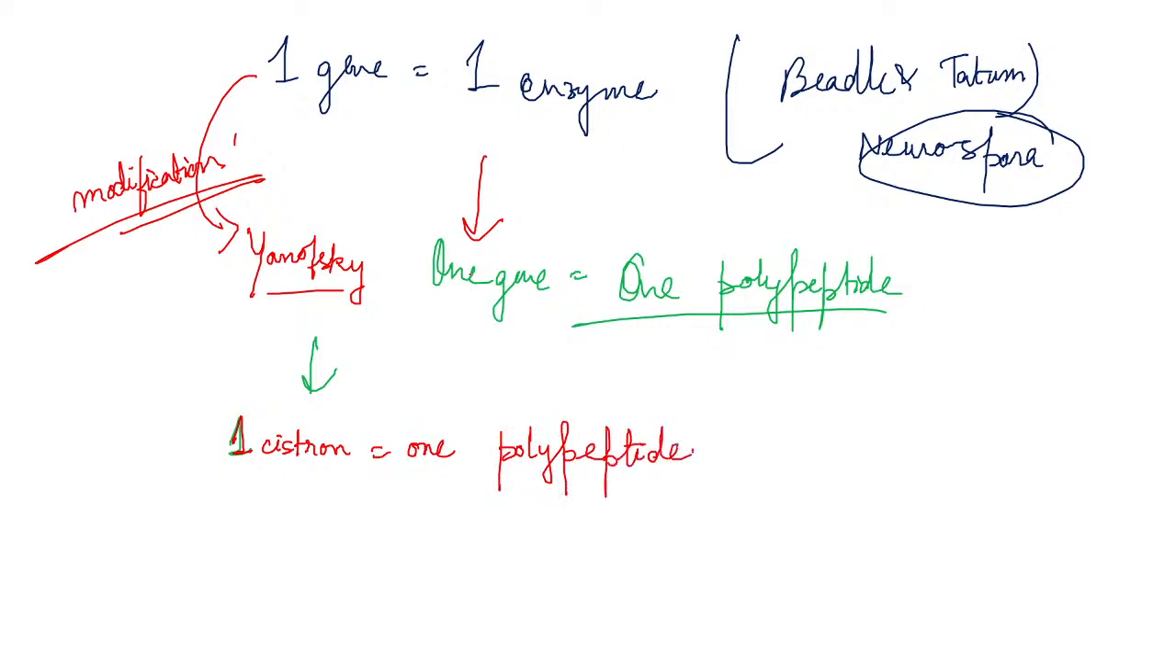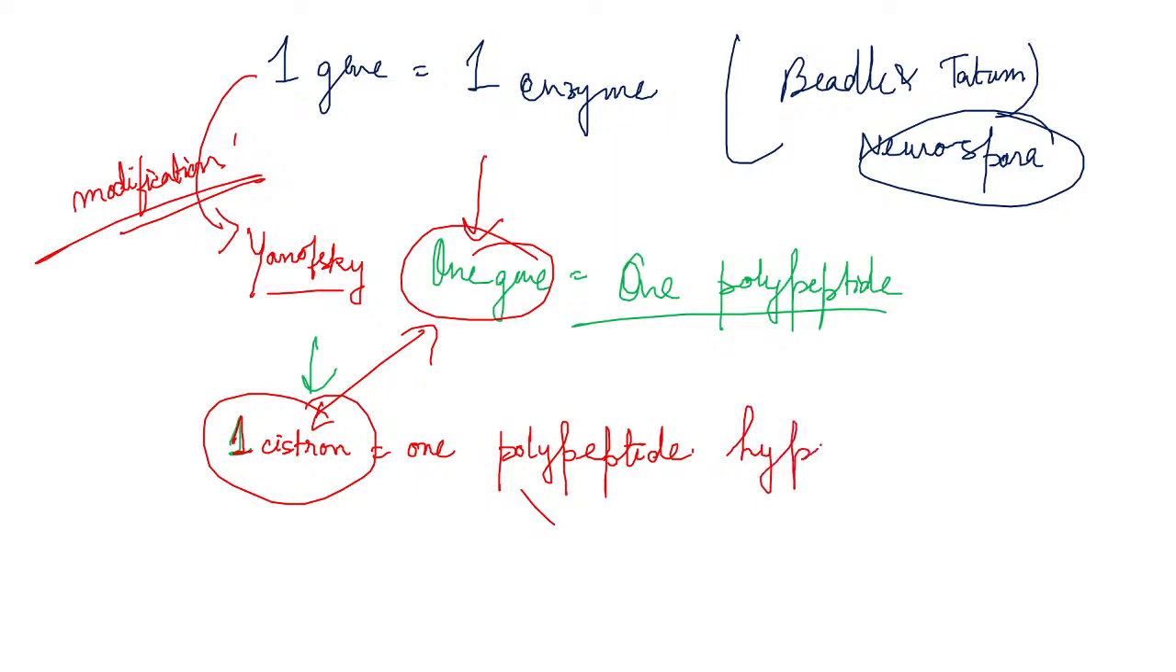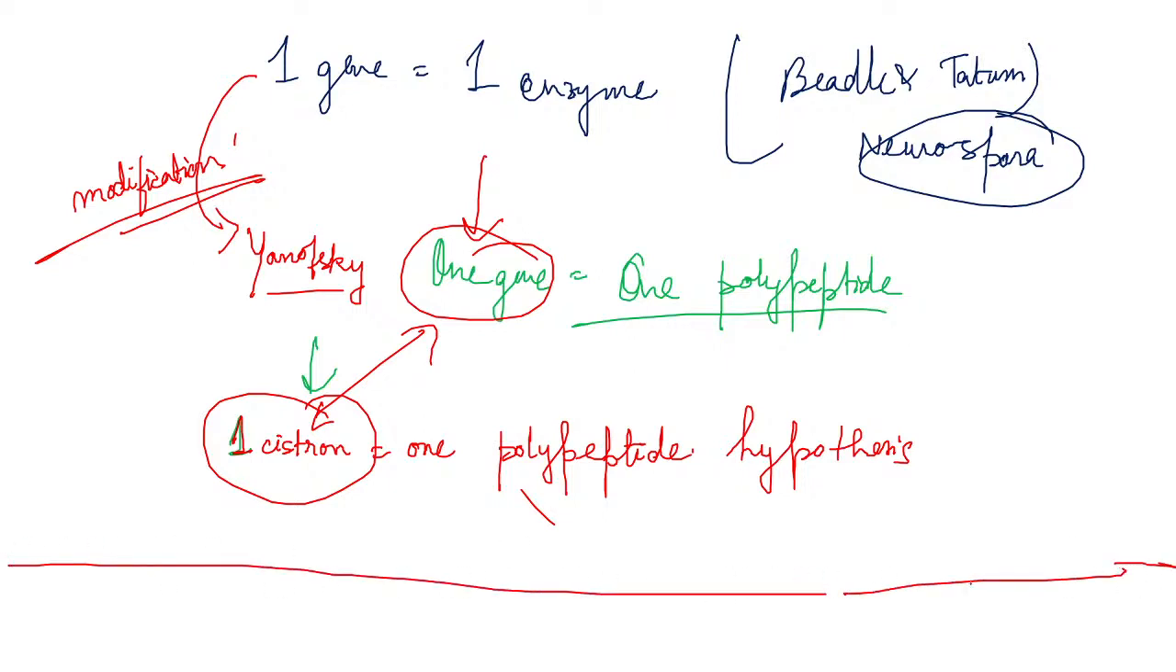What is the difference between a cistron and a gene? A cistron is the smallest part of a gene. If we break a gene into pieces, then what we will get? We will get cistrons. So the one cistron, one polypeptide hypothesis came into work. Now this was the total conclusion of Beadle and Tatum.